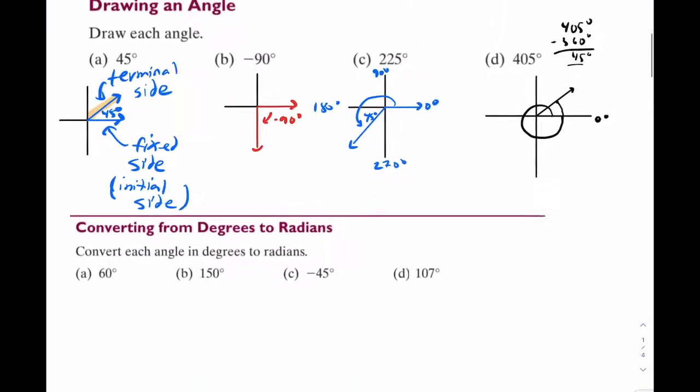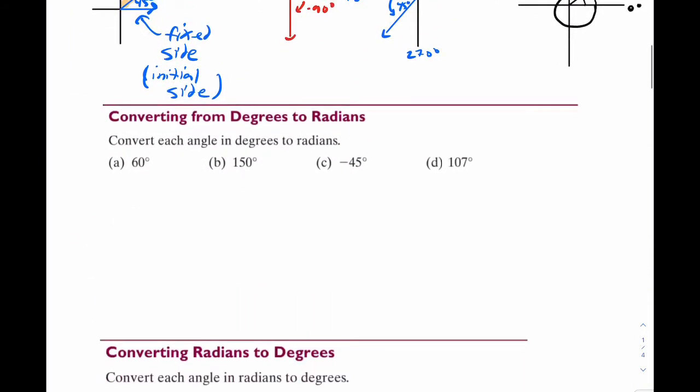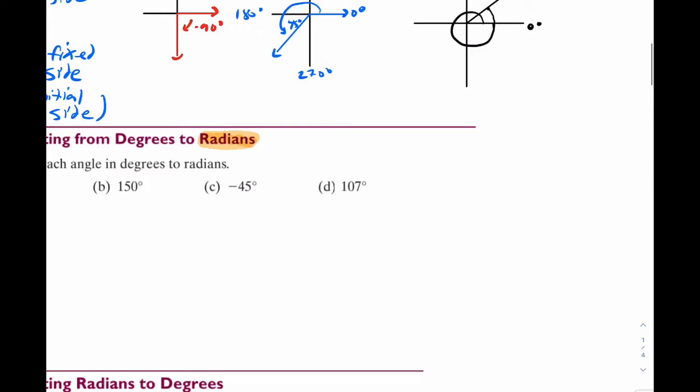Next example. Converting from degrees to radians. So everybody highlight this word, radians. This is clearly a new vocab word. I don't think any of you have learned that yet. So I'm going to define that for you right now. So the definition is right here.